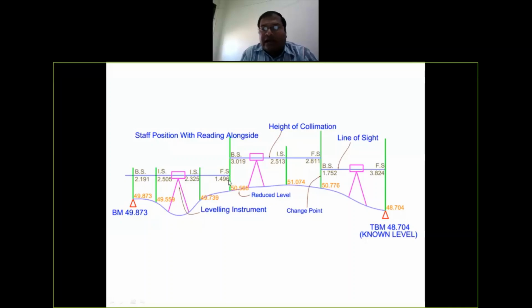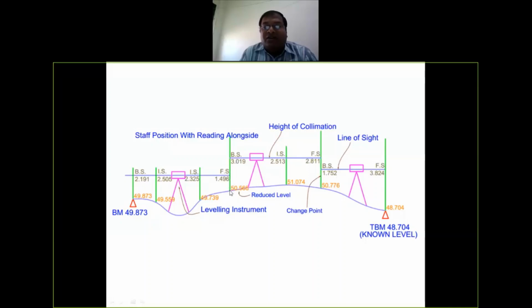Okay, so 1.496. Now I will shift the position of this instrument to somewhere here. You can shift anywhere, and I will again bisect the same staff from this position, but this reading is called backside, and this particular staff point is called change point. And at a change point you always get two readings, one is foresight and another is backside.